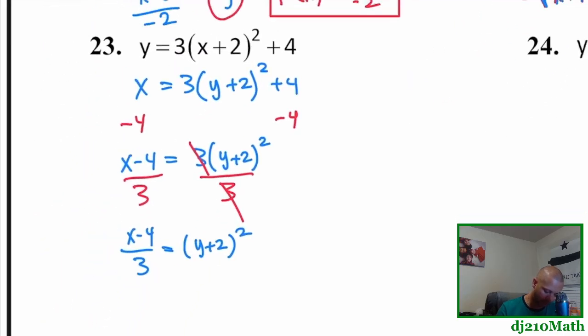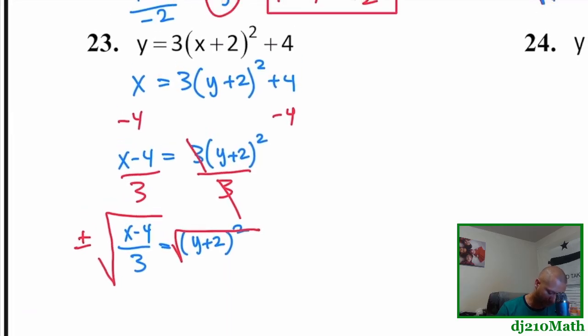So to undo the square, take a square root. Both sides, the whole thing on the left, all of this needs to be under the square root. You just can't do the top. You've got to do everything on the left. So we have plus or minus the square root of (x minus 4) all over 3, and that's all inside the square root, equals y plus 2. Notice y plus 2 is in the open. That's what we wanted to happen.